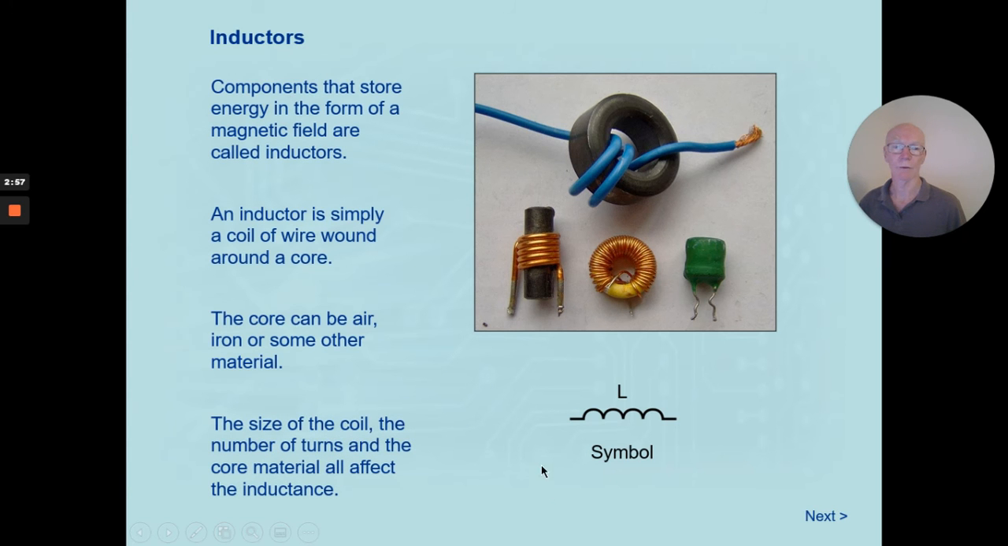The symbol for an inductor is a series of small hoops that look a little bit like a coil of wire. The letter designation for inductance is L, even though it's measured in henries. And the value in henries of an inductor is determined by the number of turns in the coil and the type of material that's in the coil.